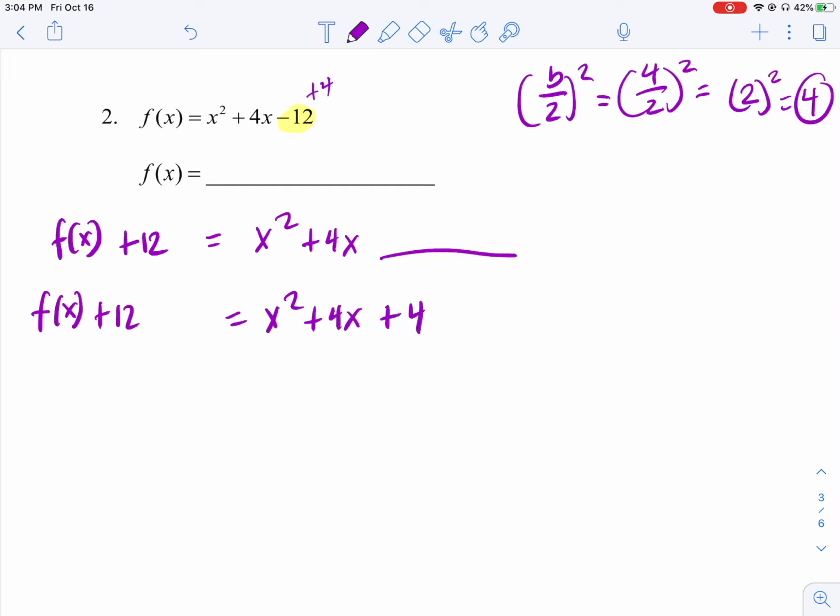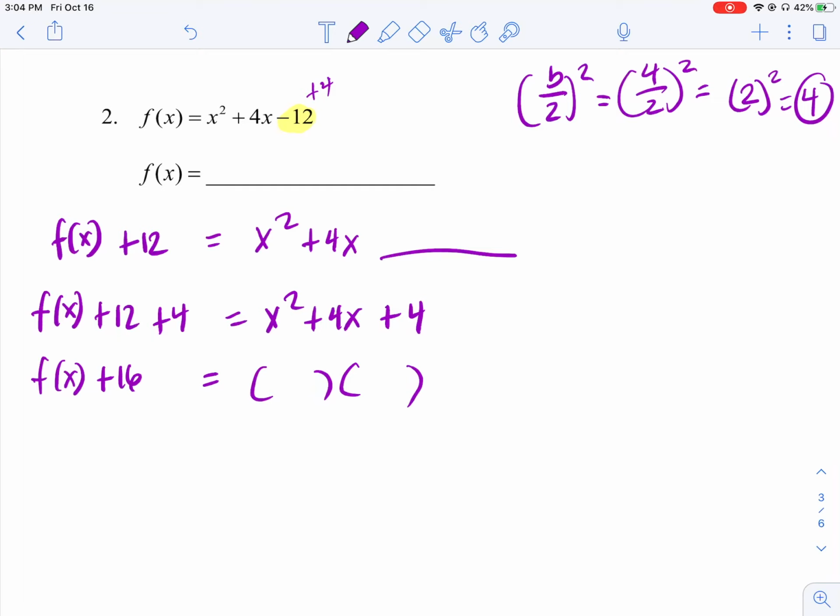And again, whatever I do to the right, I will do to the left. So add in plus 16. And I am looking for a number that when I multiply, I'll get positive 4, and when I add, I'll get positive 4.